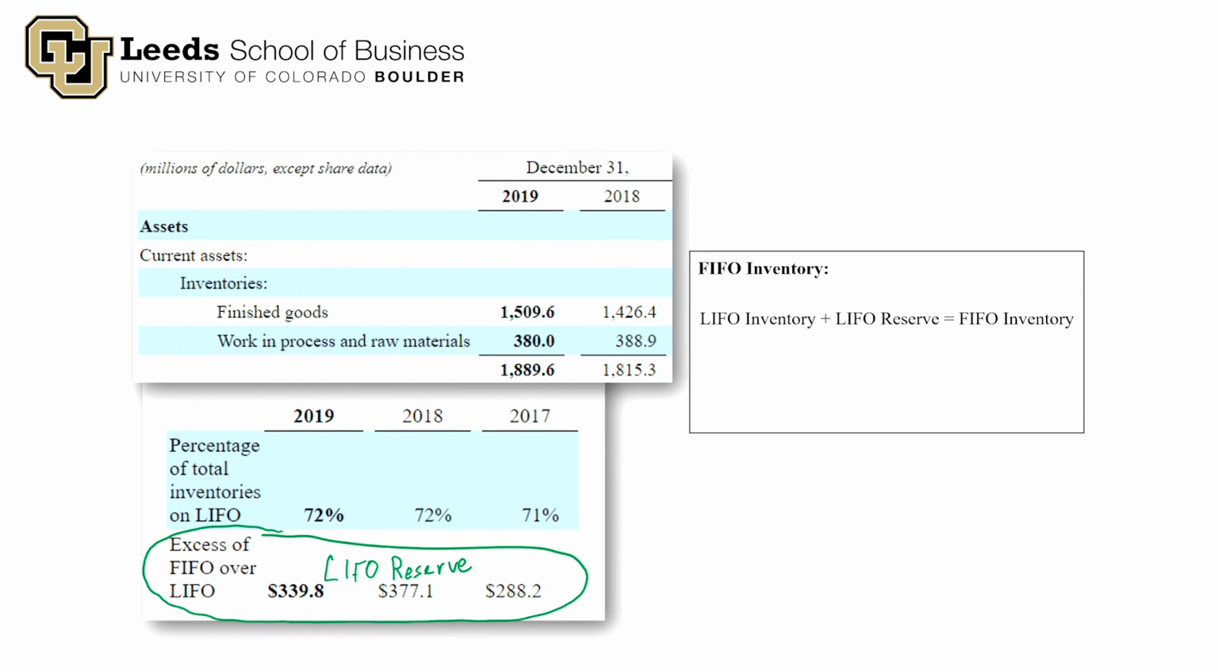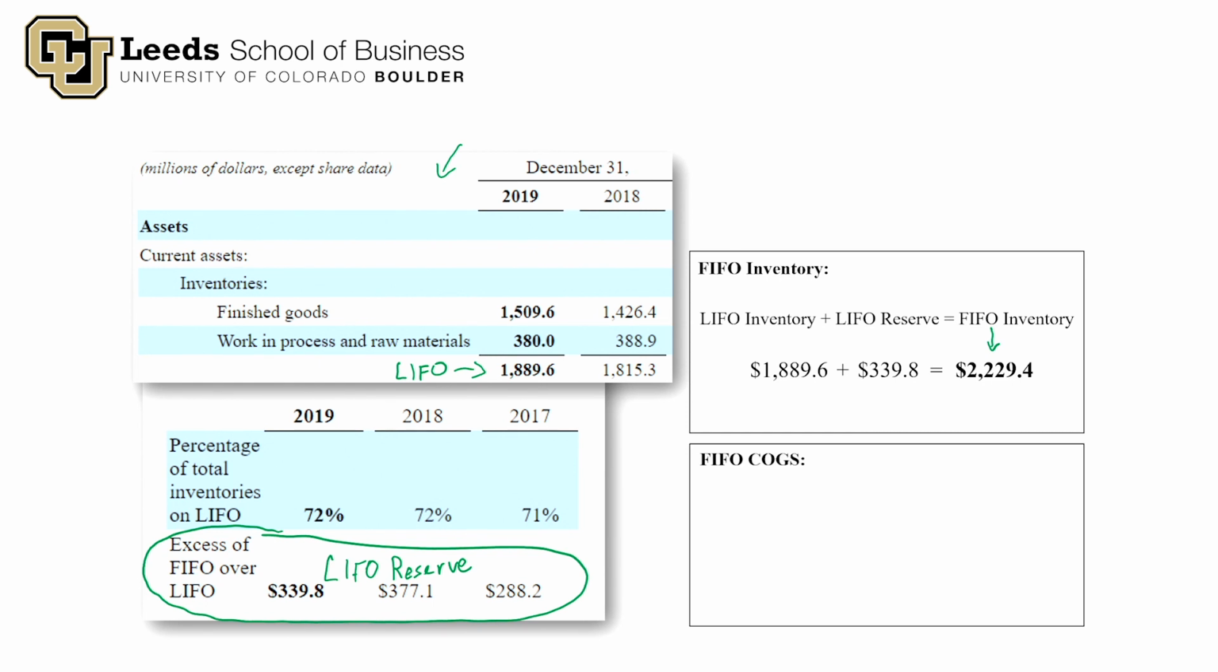And so we go to the balance sheet. I've pasted in here the balance sheet. In the asset section, you can see they have inventories of 1889.6. That is based on LIFO. Sherwin-Williams uses LIFO, at least for a portion of that inventory, and so that 1889.6 is the LIFO inventory. The LIFO reserve is disclosed in that footnote. It's 339.8. And so inventory on the strict FIFO basis is going to be 2229.4. That's how you convert LIFO to FIFO, by using the LIFO reserve that they disclose in the footnote.